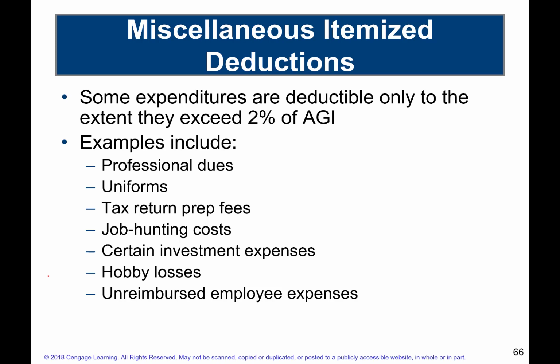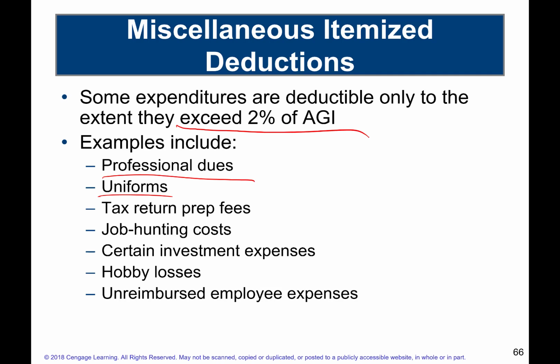Okay. All right. So let's take a look at these miscellaneous deductions. Miscellaneous deductions for things like professional dues, uniforms. You can only take those to the extent that they exceed 2% of AGI. Okay. Now, you take a look at the miscellaneous category a little bit on the next slide.